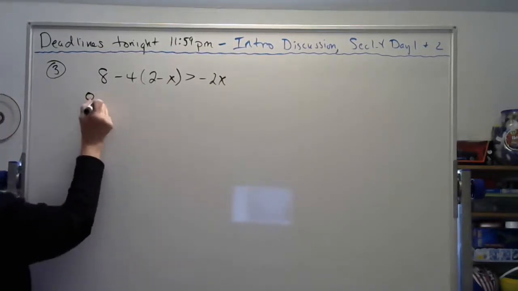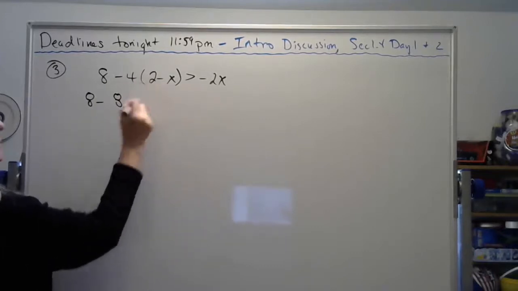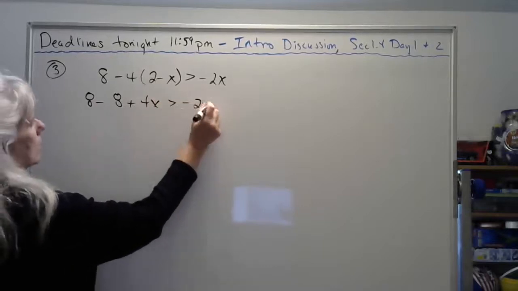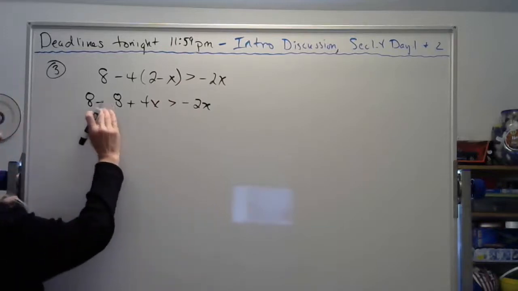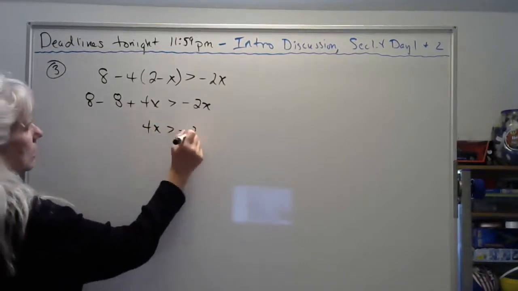So that would be 8 minus 4 times 2, which is a negative 8. The negative 4 times the negative x is going to make a positive 4x, greater than negative 2x. And that got rid of the parentheses for us. Now we'll collect like terms on each side. The 8 minus 8 is canceling out. I get 4x is greater than negative 2x.